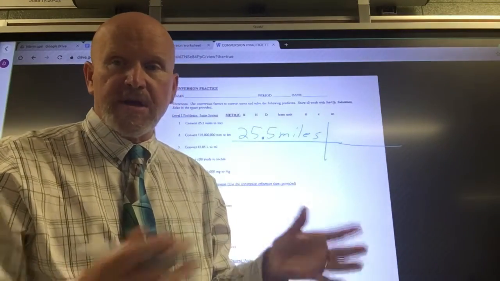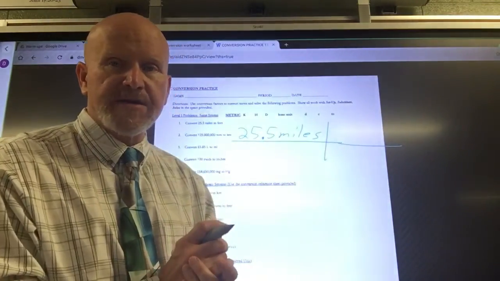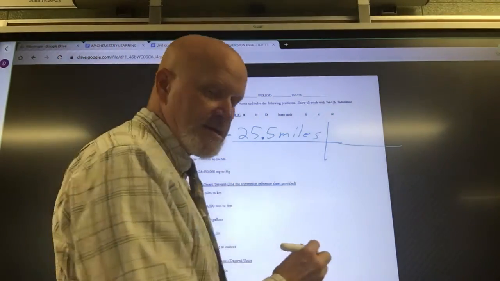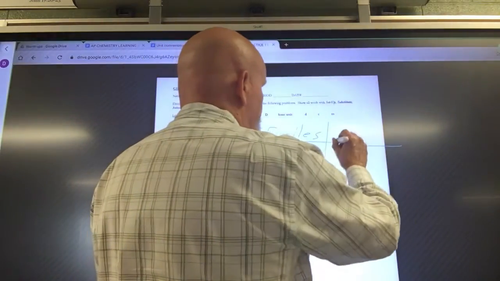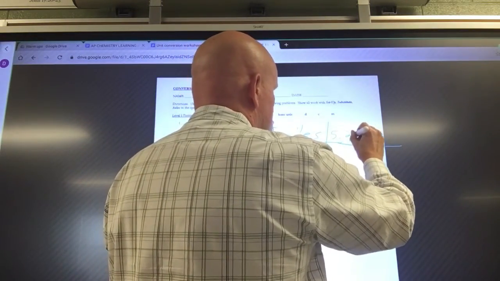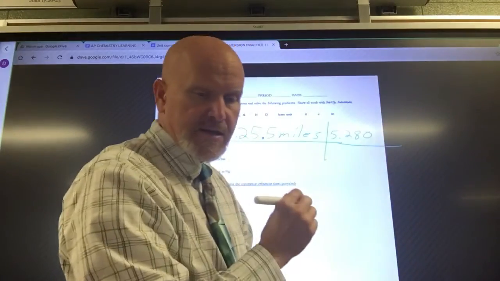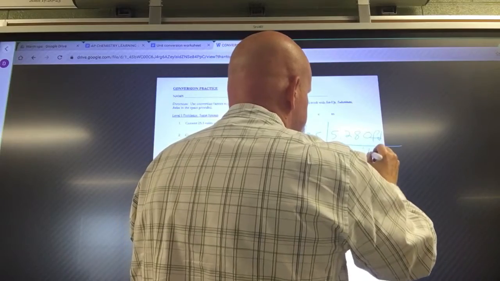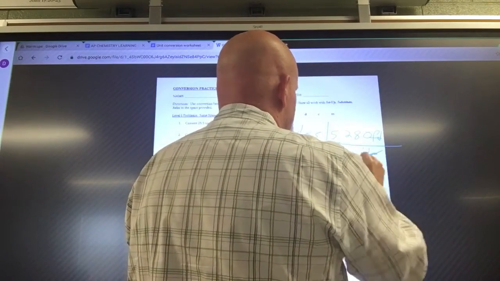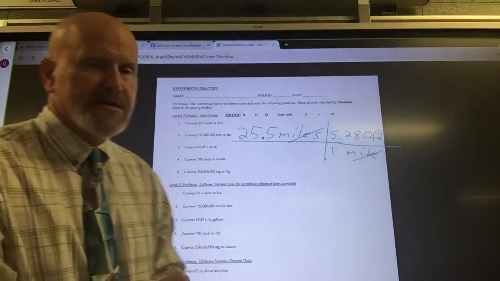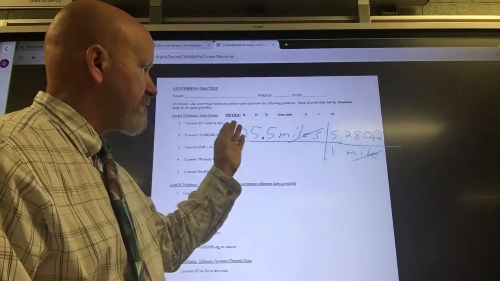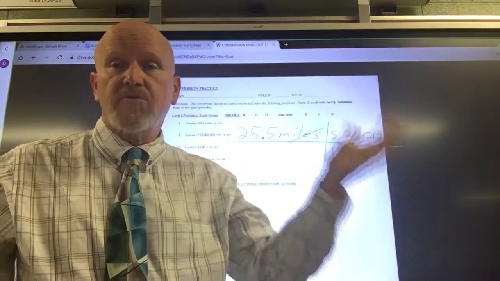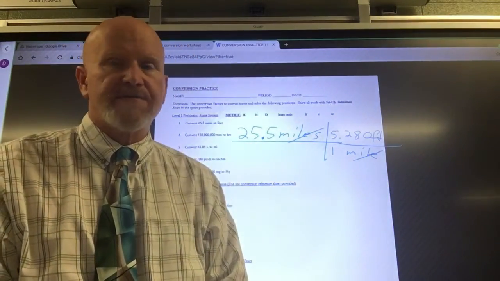Well, I'm going to give you another sheet. It's got a whole bunch of conversion factors on the top, and that one we're going to do next week. But anyway, it tells you that there is 5,280 feet in 1 mile. Okay. So the unit of the mile cancels out, and then all you have to do is multiply the 25.5 times the 5,280 feet, and boom, you've got your answer. Okay, so not too tough.